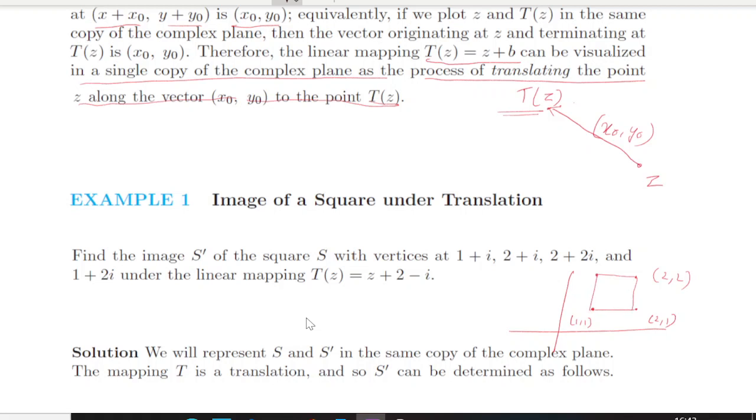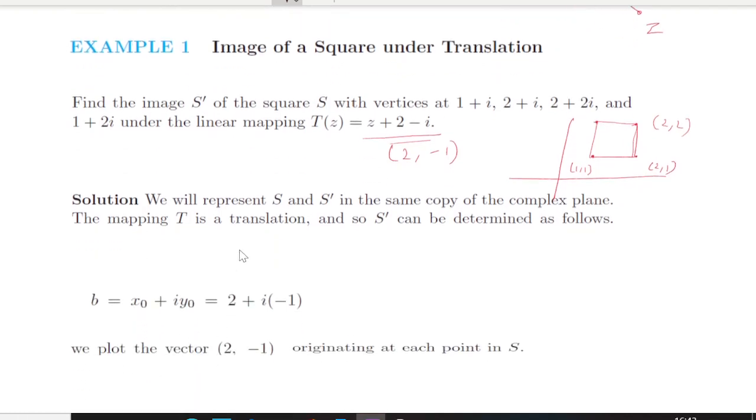We want to find its image under the map T of z equals z plus 2 minus i. It is of the form 2, minus 1, so we want to translate all the vertices along the vector 2 comma minus 1. Let us see. We will represent S and S dash in the same copy of a complex plane. The mapping T is a translation, so S dash can be determined as follows.